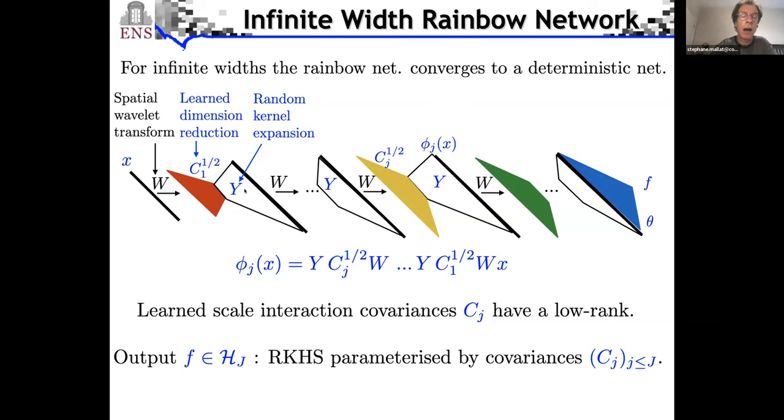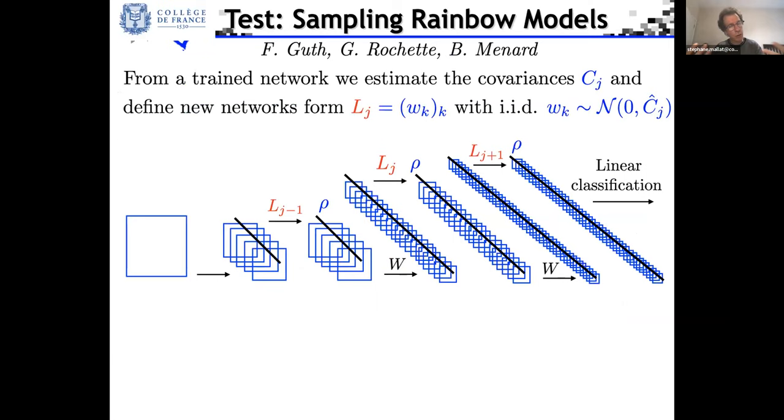So you have a cascade of wavelet transform, dimension reduction, which is learned, and then your spherical harmonic, wavelet transform, dimension reduction, and so on. The only thing that you are learning in such a model are these covariance matrices. Good, but this is a model. So is that sufficiently precise to reproduce the result? How do you test that kind of thing?